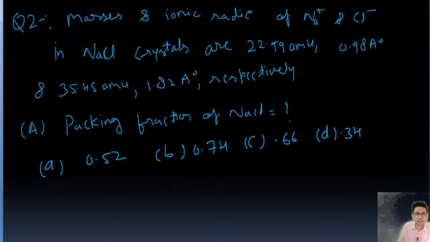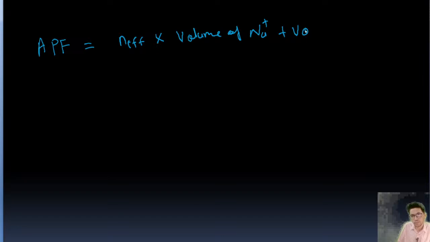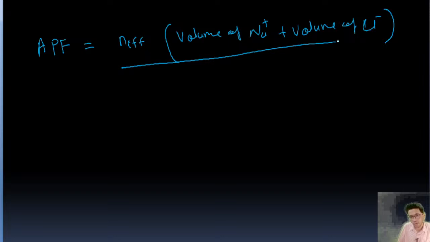Well, so I'll solve it. So guys, we know the packing fraction formula, right? APF is N effective, that is 4, into the volume of Na⁺ plus the volume of Cl⁻, upon a³, because it's a crystal, where a³ is the unit cell volume. This is the APF, right?